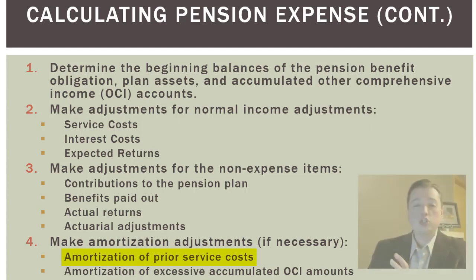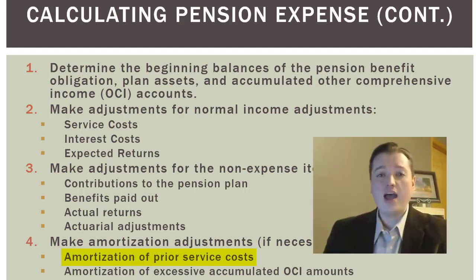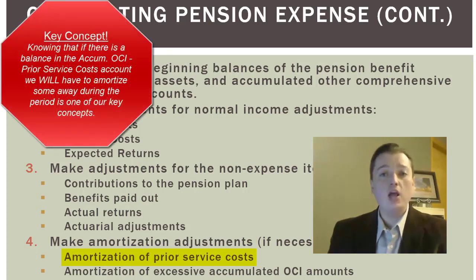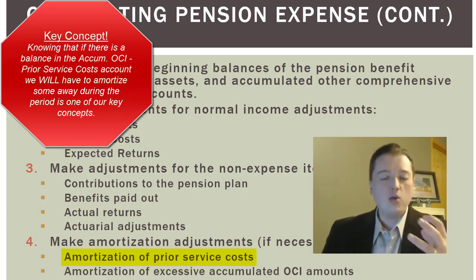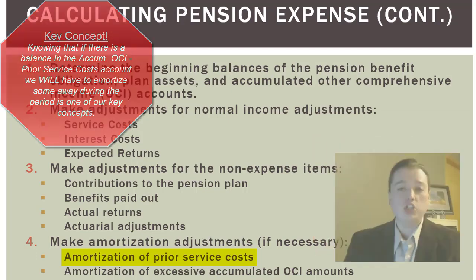The rule with the prior service cost: if you have a balance in your prior service cost account, you will amortize it away because it's going to be amortized away over the work life of the employees whose contract has changed. So if I've got employees that have just started with the company, they're going to work for me probably for 30 years, then I've got 30 years of amortization that I'm going to do as they work and earn this change along with the rest of their pension.